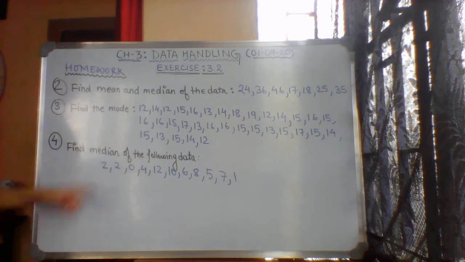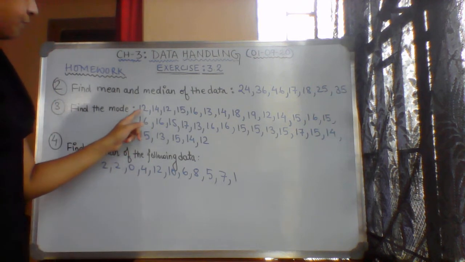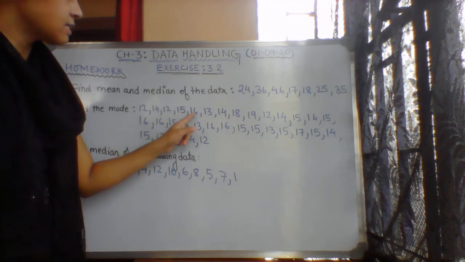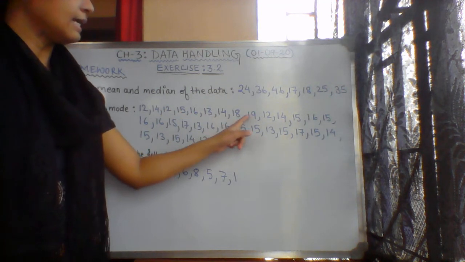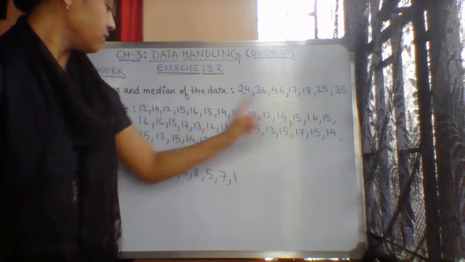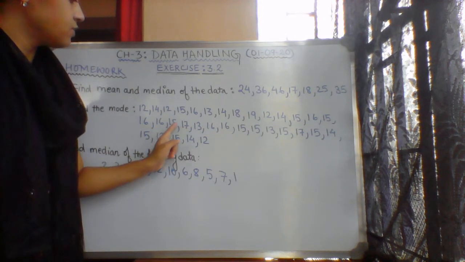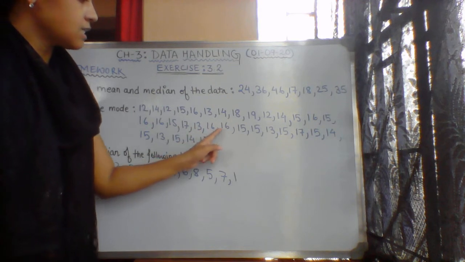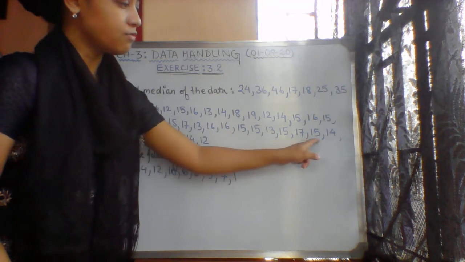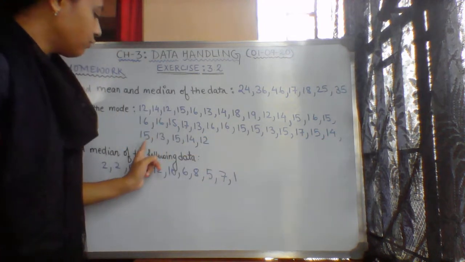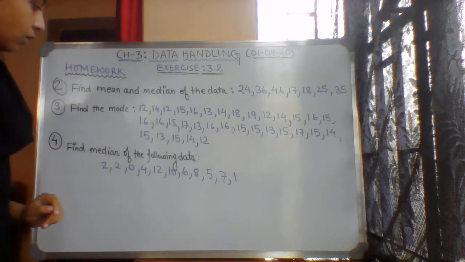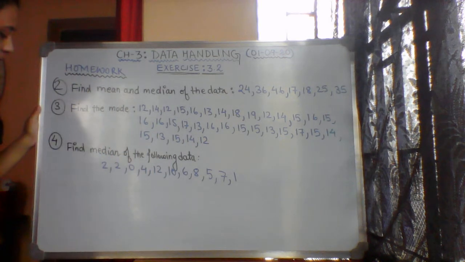I'm telling the numbers in the data: 12, 14, 12, 15, 16, 13, 14, 18, 19, 12, 14, 15, 16, 15, 16, 16, 15, 17, 13, 16, 16, 15, 15, 13, 15, 17, 15, 14, 15, 13, 15, 14, 12. Okay, so be careful while writing.